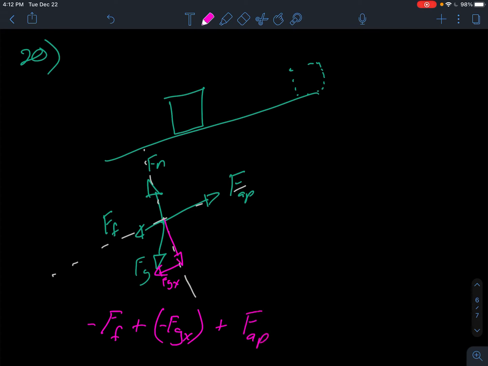And then this applied force going up. That's going to cause, oh, sorry, I didn't mean plus there. It's going to cause our mass to accelerate.